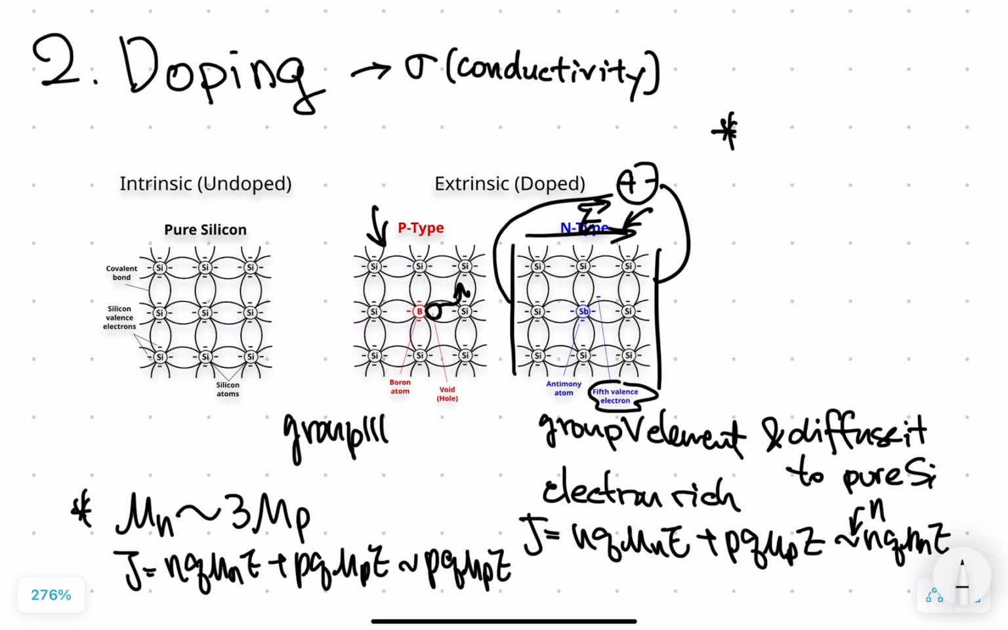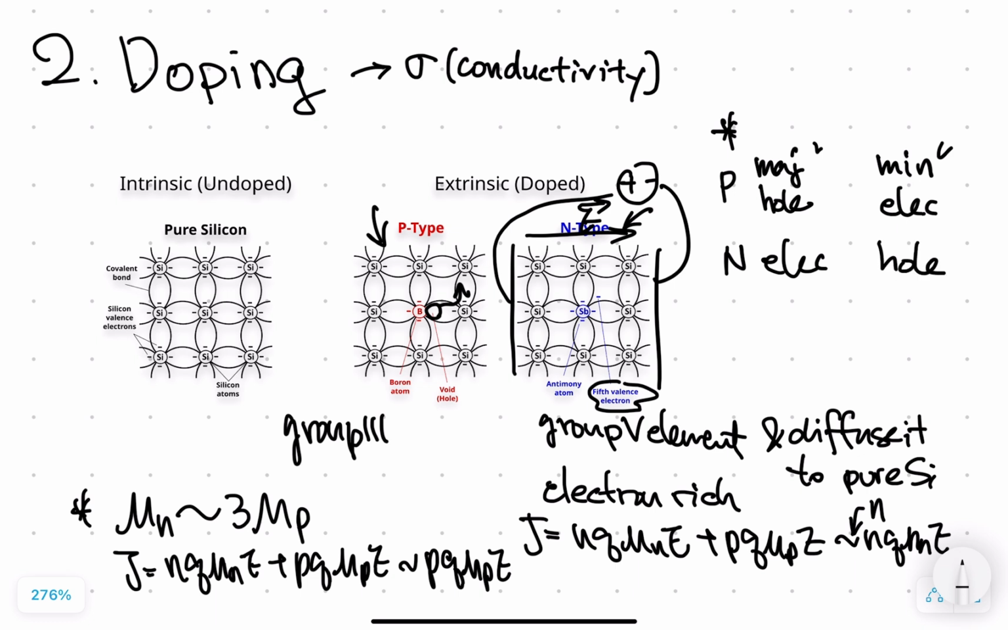So let's wrap it up. P-type majority carrier and minority carrier, N-type majority carrier and minority carrier. P-type's majority carrier will be hole, and minority carrier will be electron. N-type's majority carrier will be electron, and minority carrier will be hole.